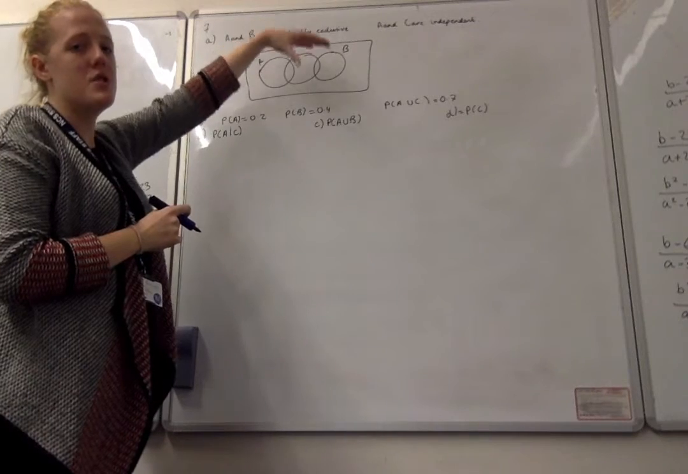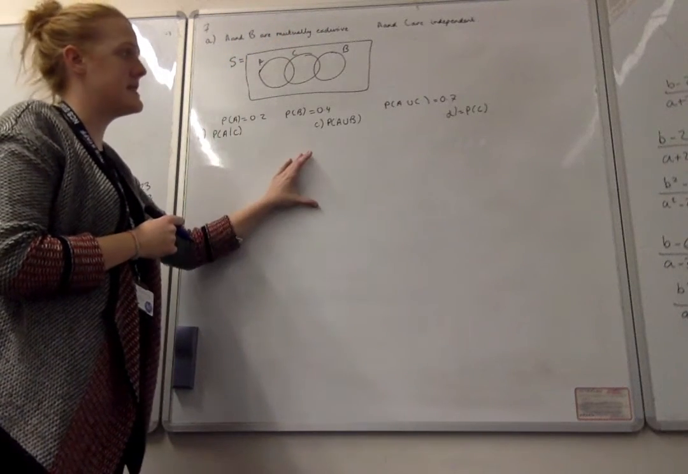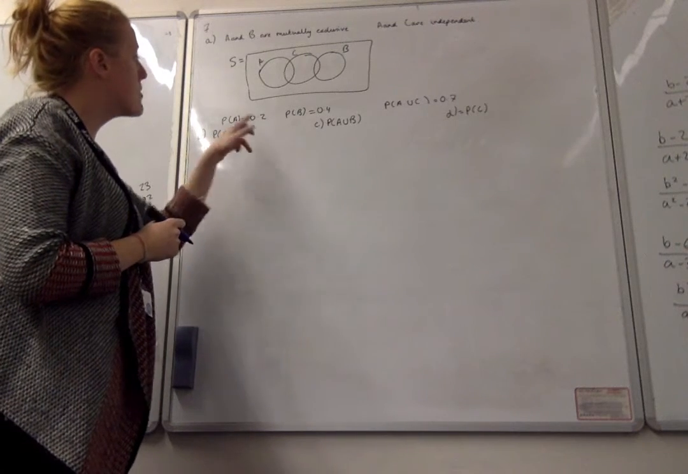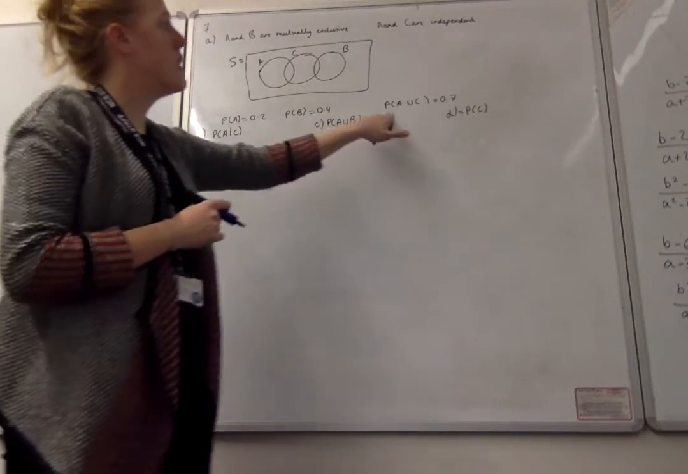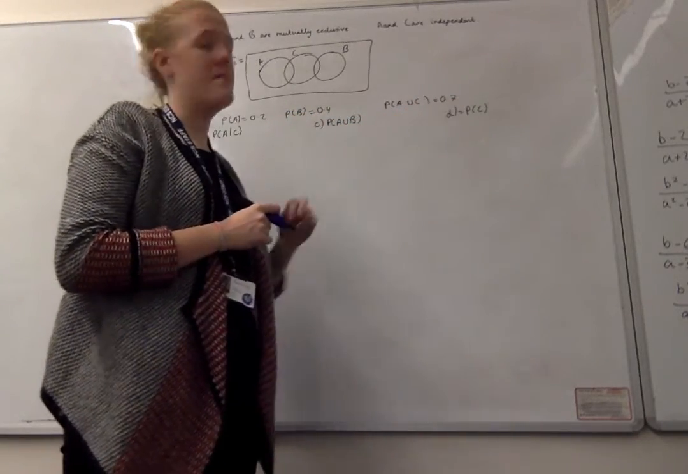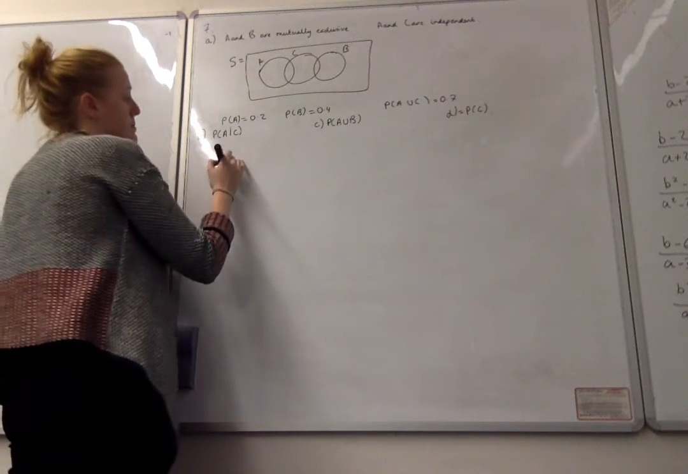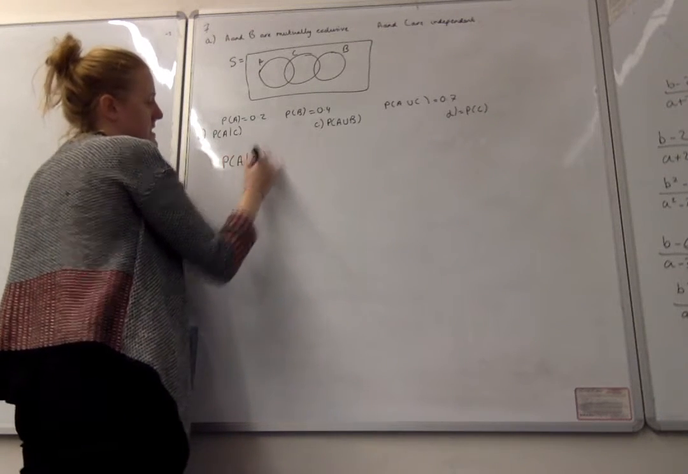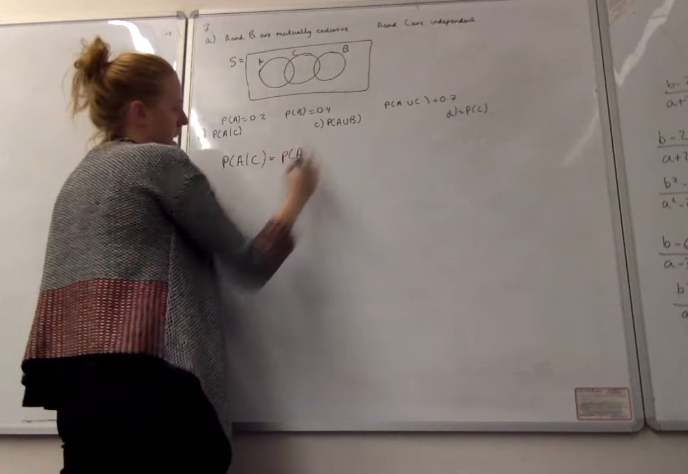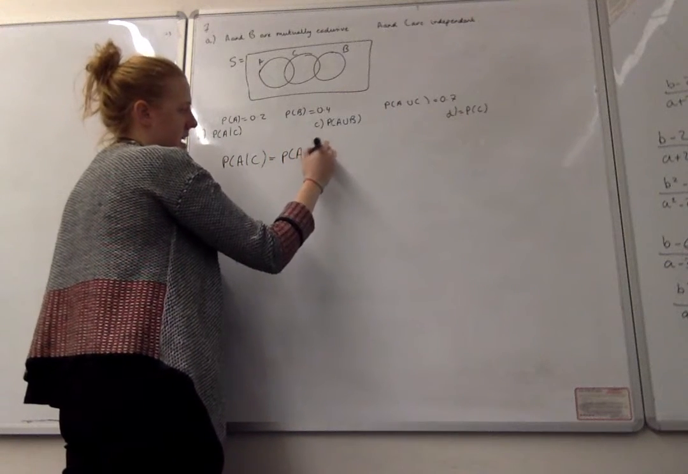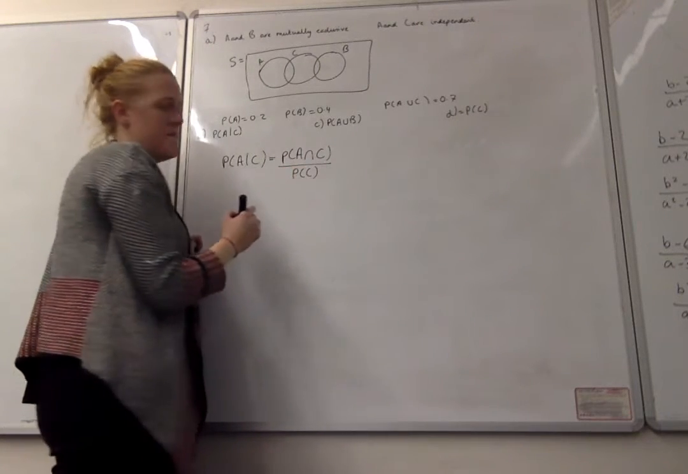Now I'm required to use the information given in this part of the question, okay, to relate it to this. So we were told what the probability of A was, we were told what the probability of B was, and we were told the probability of A or C, okay? And here, in the first part, we were asked to find the probability of A given C, okay? So we put that in our conditional probability formula. The probability of A given C is the probability of A and C all over the probability of C.